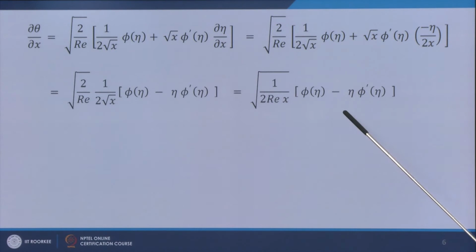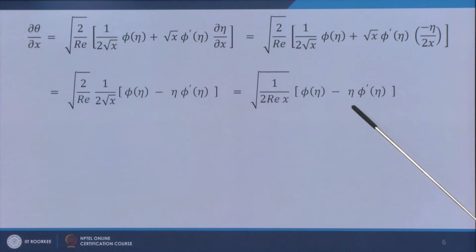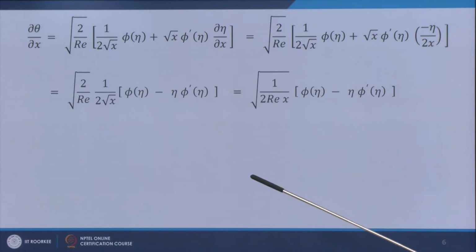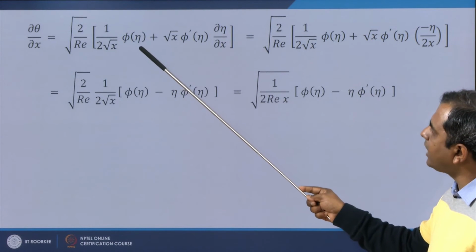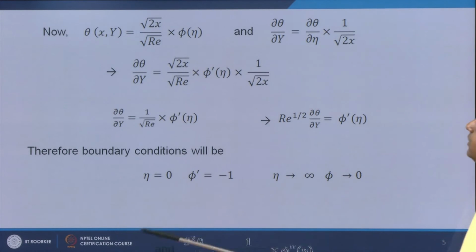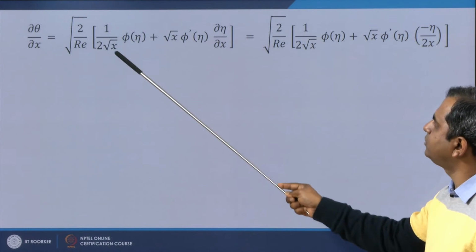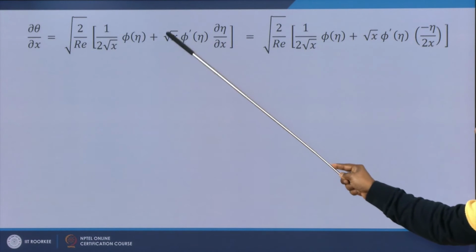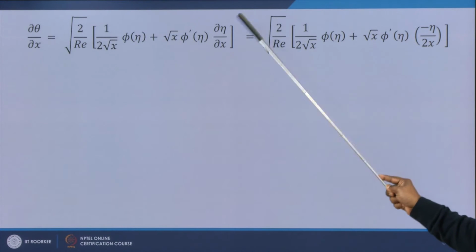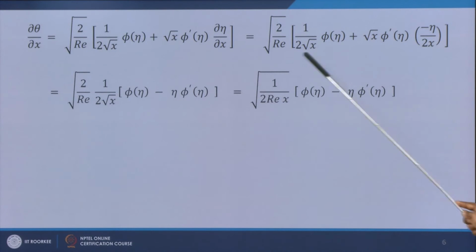So here you can find the final form is coming as root over 1 by 2 Re x into (phi minus eta phi dashed). So these are simple steps. You have to do the derivation of theta with respect to x. We have two terms actually, root 2x and phi, both are functions of x. So if you see over here, first we have kept phi and done the differentiation of root 2x, and here root 2x has been kept constant, and the phi derivation we have done with respect to first eta and then eta's derivative with respect to x. And further simplification has given rise to this one.